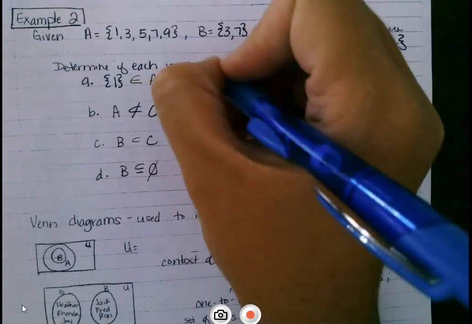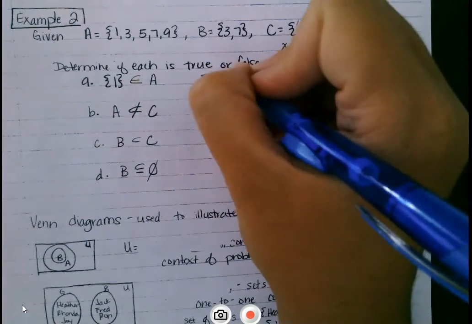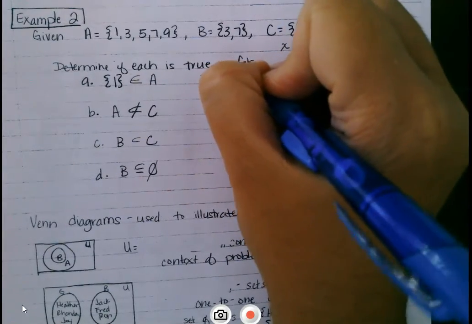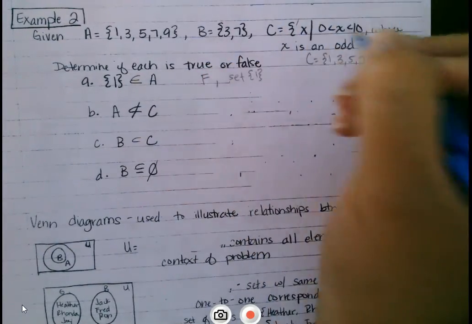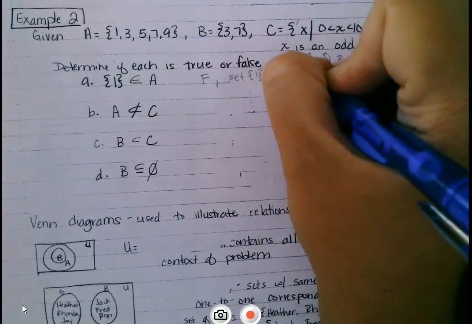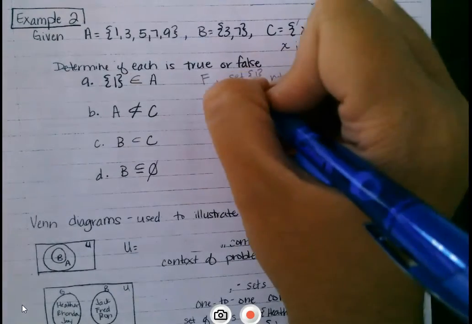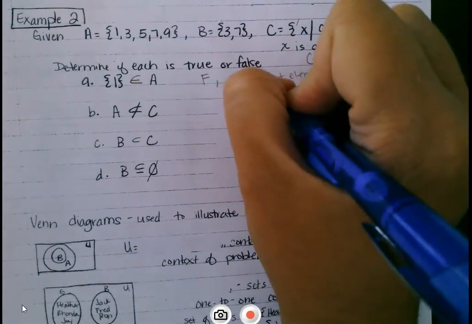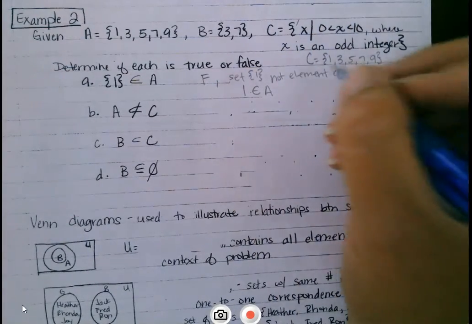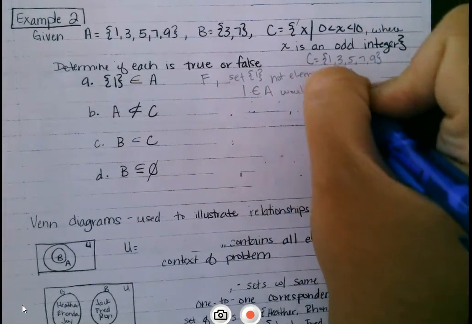It is false. You guys have good reasoning here. It is false because it says set 1. That is not an element of A. However, if it had said 1 is an element of A, that is true. So I'm going to put would be true.